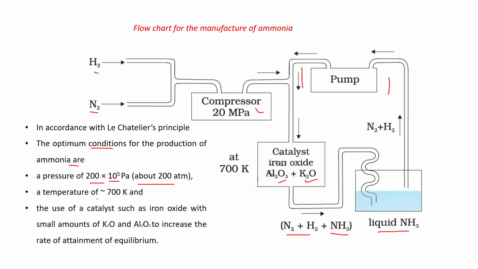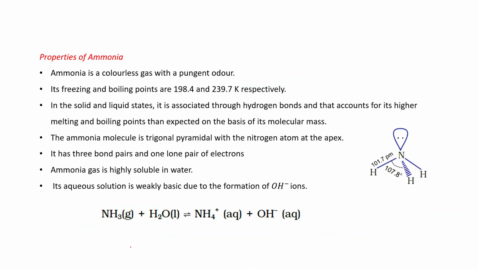And low temperature should favor according to Le Chatelier's principle, but at low temperature the rate of reaction is slow. That's why we use a moderate temperature of about 700 Kelvin. And catalyst, iron oxide with small amounts of K2O and Al2O3 to increase the rate of attainment of equilibrium. These are the optimum conditions for the manufacture of ammonia.